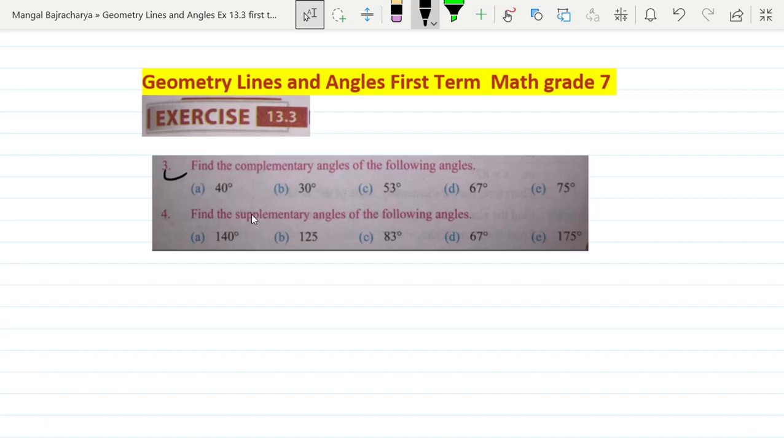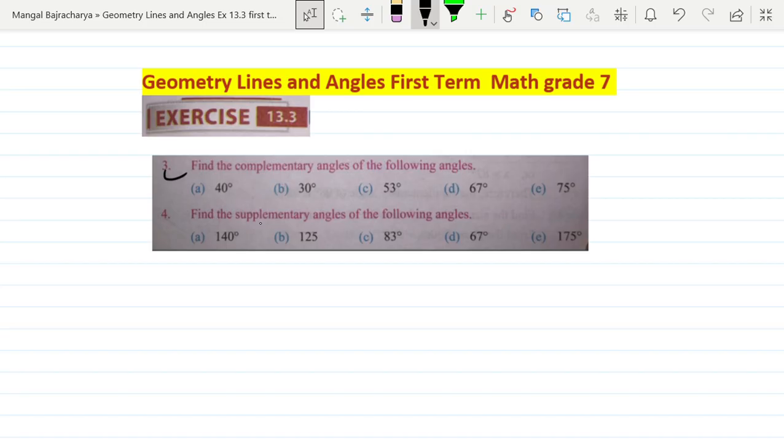Just for example I'll give here. Complementary angles are those angles whose sum is 90 degrees. So these are in pairs, right? Just like 40 and 50 degrees, their sum is 90 degrees. That is why 40 and 50 are complementary angles. Or you may say 10 and 80 degrees, so their sum is 90 degrees, so they are complementary angles.